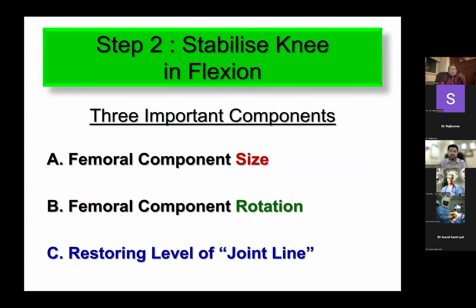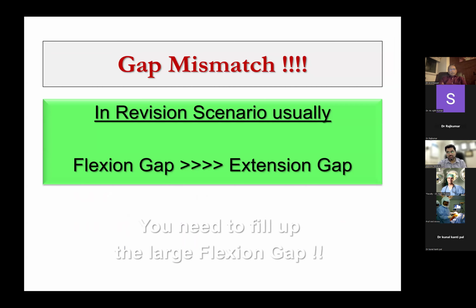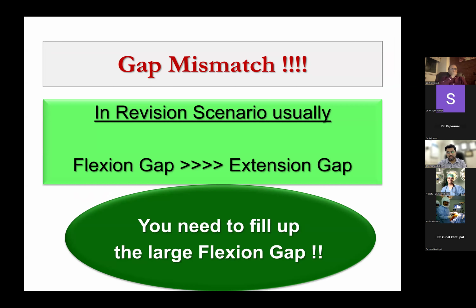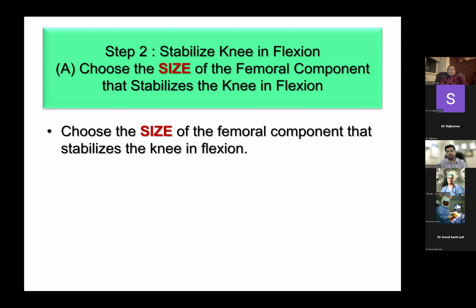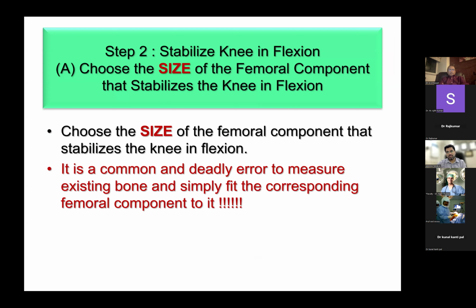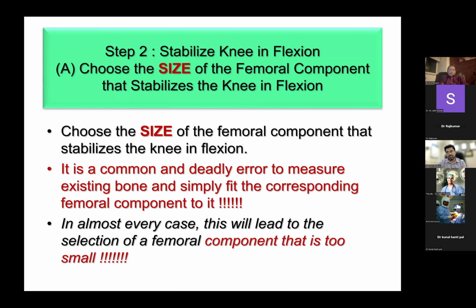By these 3 steps, just a humble reminder that in revision scenario, the flexion gap is much, much more than the extension gap, and you need to fill up the large flexion gap. So you choose the size of the femoral component that is going to stabilize the flexion, the knee in flexion. Just a warning, it is a very common error that you measure the existing bone and simply fit the corresponding femoral component. In 99% cases, if you do so, it will be smaller than the required size.